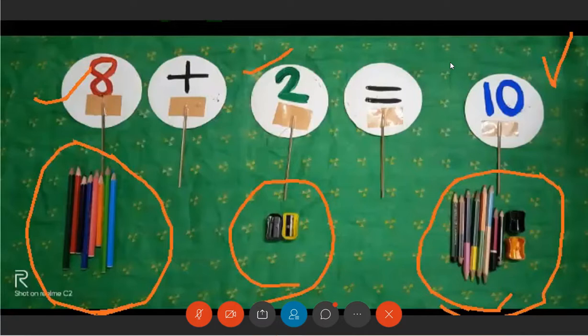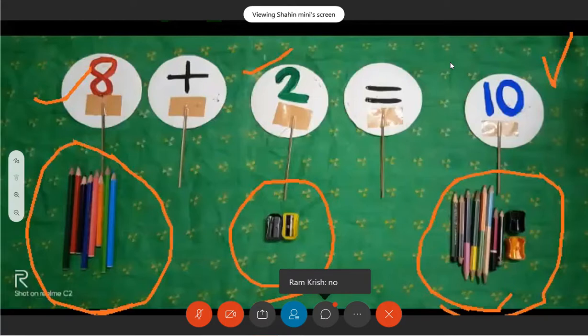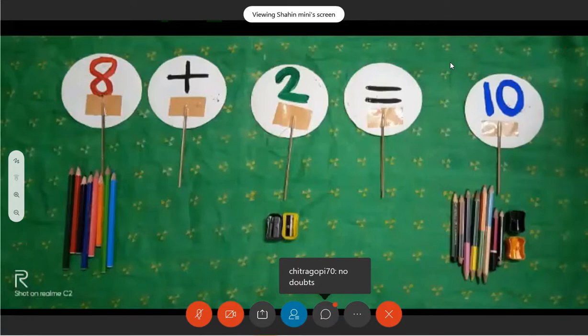Any doubt in regrouping in 3-digit numbers? If not, just write in the chat box. Anybody having any other doubt? 3-digit regrouping? If not, just type in the chat box, no doubt. Unless you practice, it's not easy. If you practice well, then maths will be very easy.